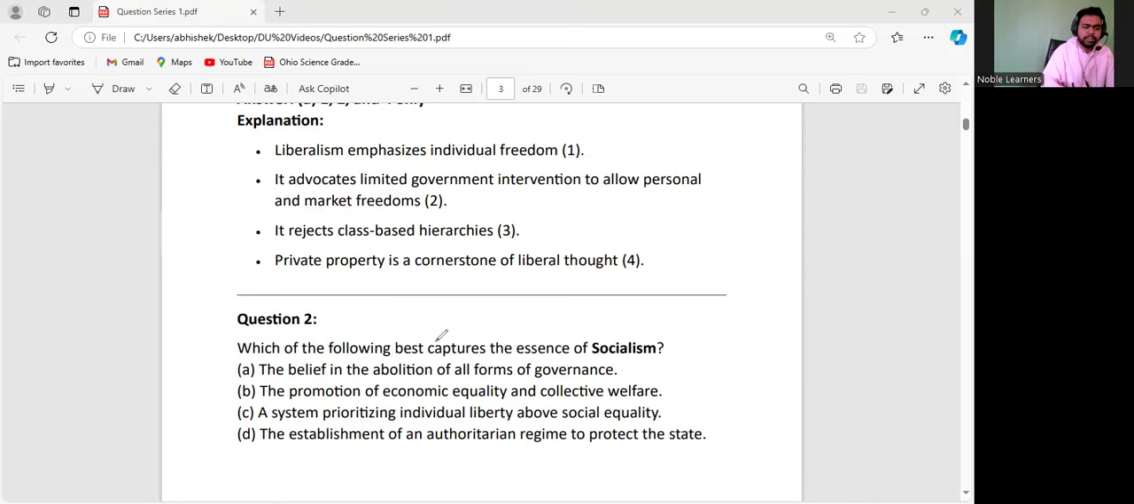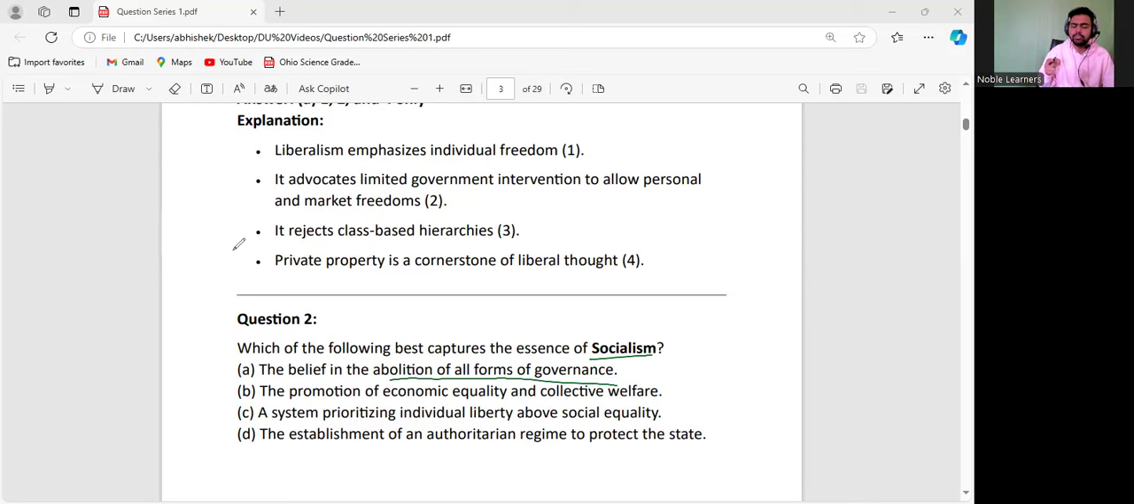Okay, so when we are talking about socialism, socialism does not believe in abolition of all forms of government. In fact, there are two kinds of socialism: evolutionary socialism and revolutionary socialism. Evolutionary socialism has many types. Fabian socialism is one of them. Revolutionary socialism is nothing but Marxism, whether you say communism, Marxism, Leninism, Maoism, or Stalinism, these are all types of revolutionary socialism.